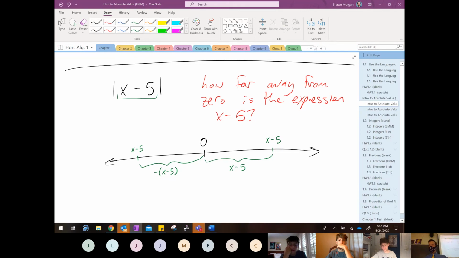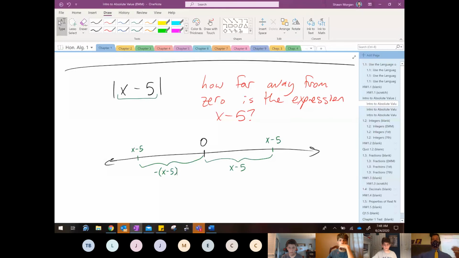All right, go for it. Mr. Oh, my mouse is wiggling. Yeah, go ahead, Jake.